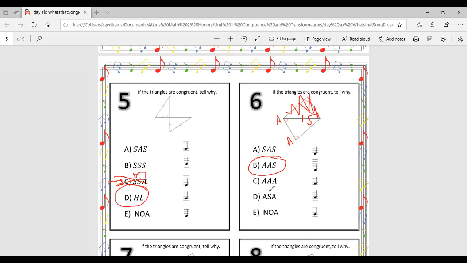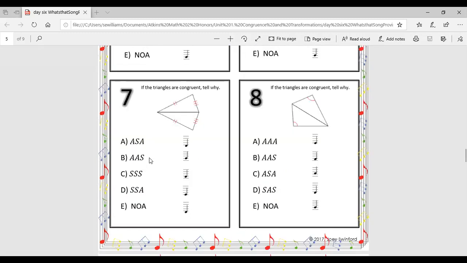A lot of you chose D for this one. The side has to be in between the two angles. So here are the two angles. Did they mark the side in between those two angles? No, so it can't be D. Okay. All right, let's do one more set. Let's do 7 and 8.